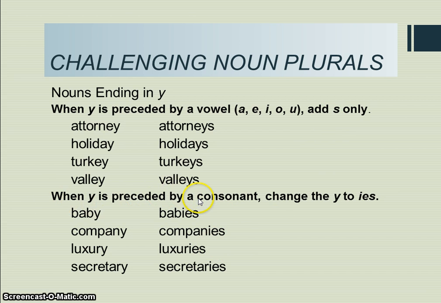When the Y has a consonant before it, we're going to change the Y to IES. So baby has a consonant before the Y, so we make it babies. The same way with these. Company has an N before the Y, so that's a consonant. So we're going to make it companies. Luxury, the R is a consonant. And then secretary.